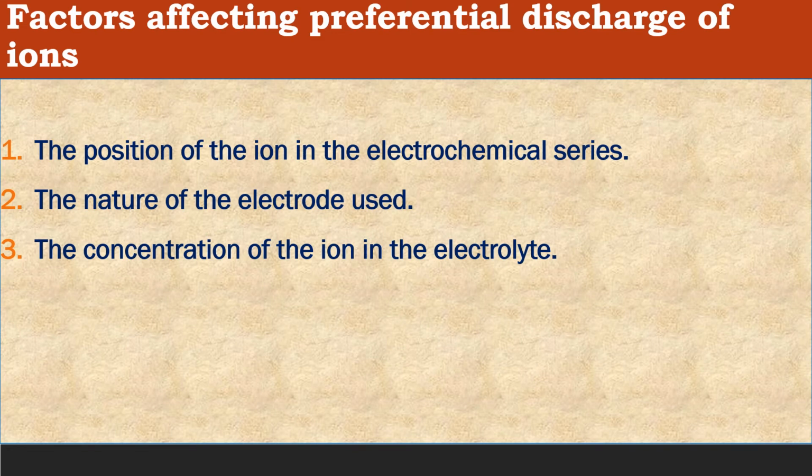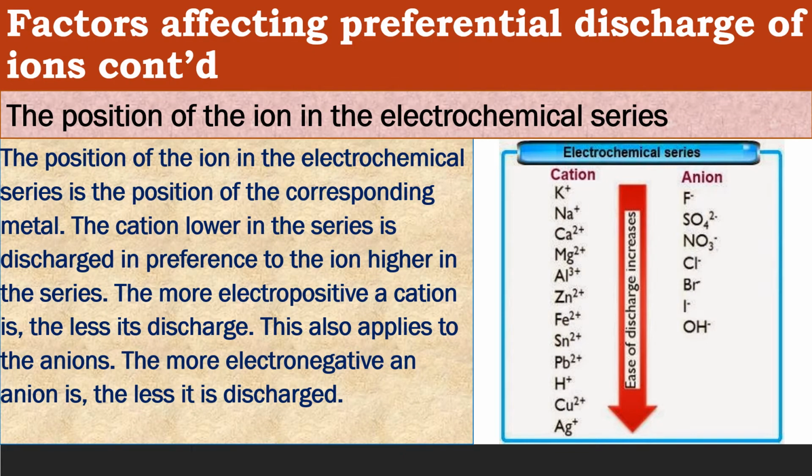So there are 3 factors that affect the preferential discharge of ions. The first one is the position of the ion in the electrochemical series. The second one is the nature of the electrode used. And the third one is the concentration of the ion in the electrolyte. So let's begin with the first one, which is the position of the ion in the electrochemical series. Let's see how it affects preferential discharge of ions.